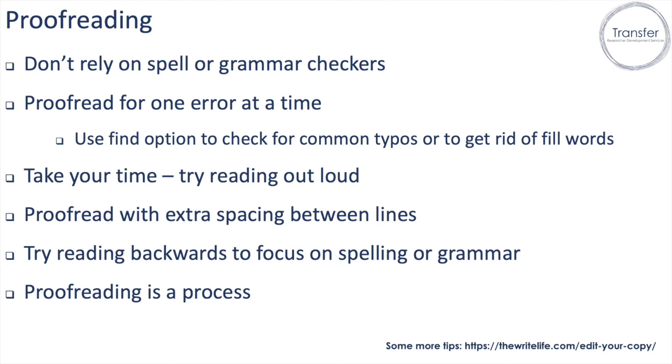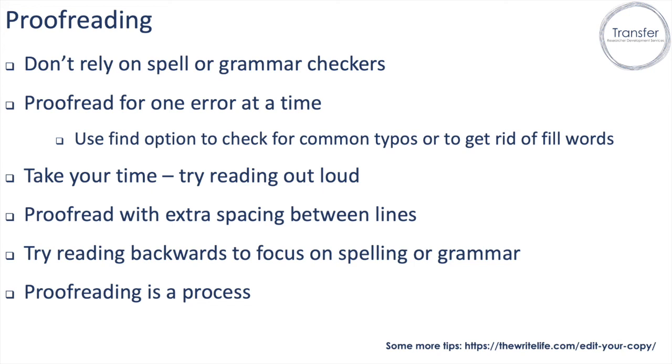First up, when it comes to proofreading, don't rely on spell or grammar checks, even though I know they're getting better and they can be a good starting point. When you are proofreading, try and proofread for one error at a time. So maybe you want to start by checking for common typos. Maybe there are certain words you just keep misspelling. Also have a look for filler words and try and get rid of those.